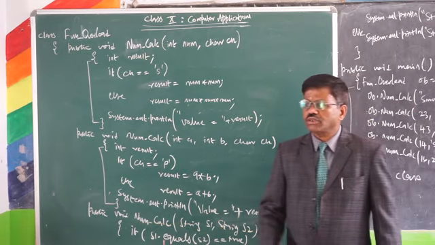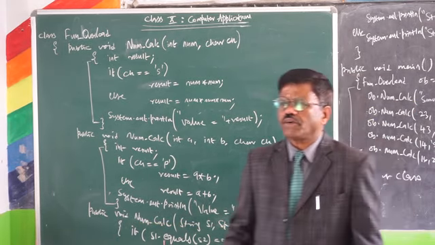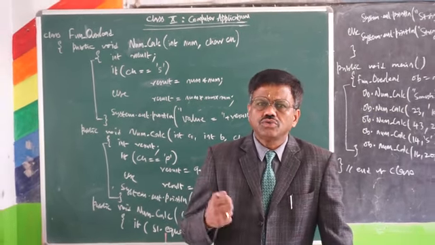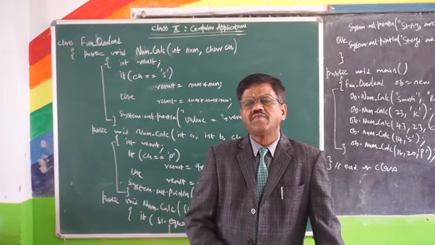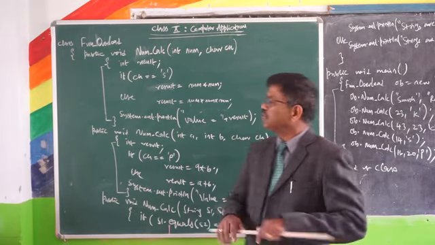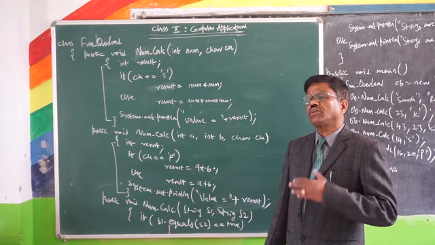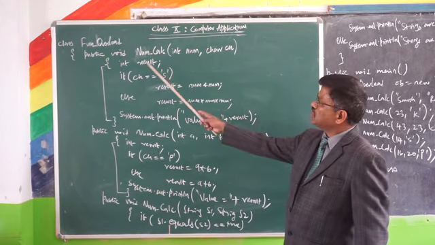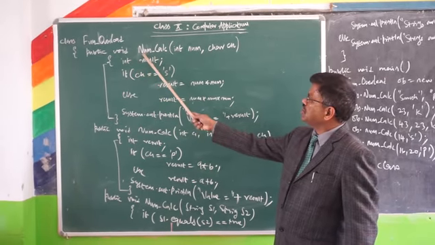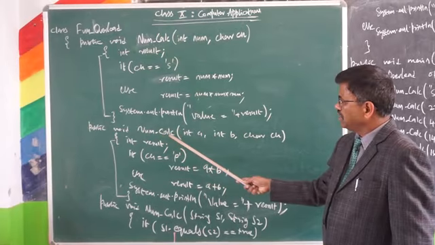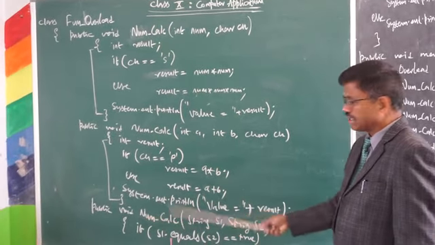I repeat again, boys and girls, what is the definition of function overloading? In a class, two or more functions having the same name with different parameters, or different arguments, or different signatures. Have a close look. Here, what is the method name? numCalc. Here is the second method, numCalc. Here is the third method, numCalc.